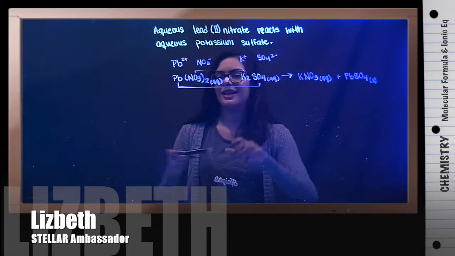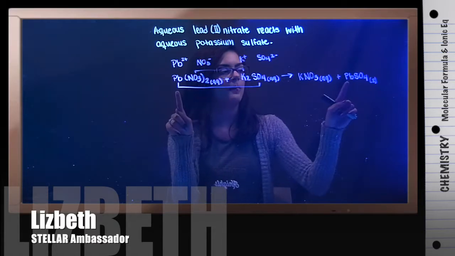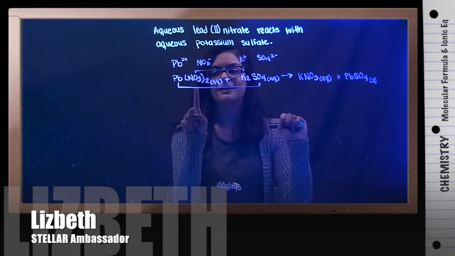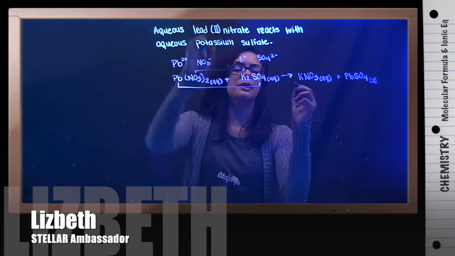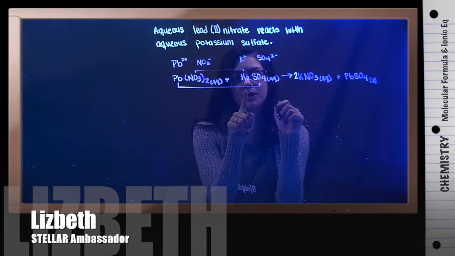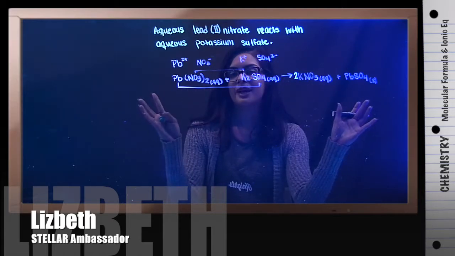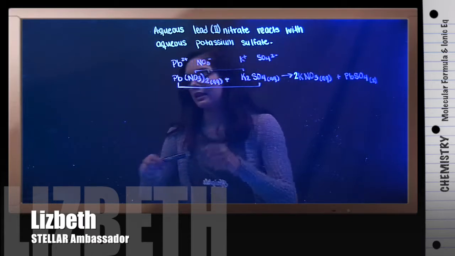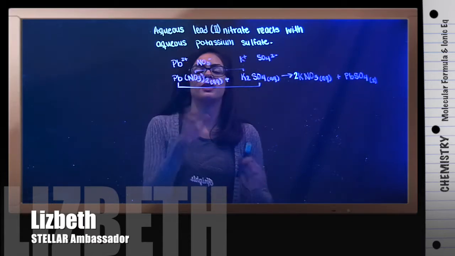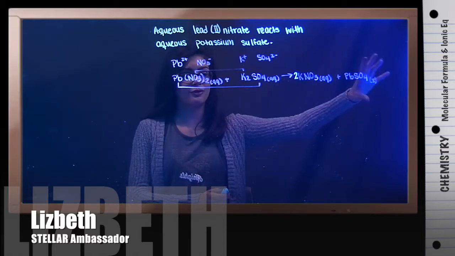So we're just going to do that basically in our heads real quick. So over here, I have one lead, so that's balanced. I have 2 nitrates, 1 nitrate, so I'm going to put a 2 out here. Luckily, that also fixes this problem over here. So we have 2 potassiums and we have 1 sulfate. Our equation is balanced, okay? So now this is your molecular formula, okay? This is your molecular balanced formula.